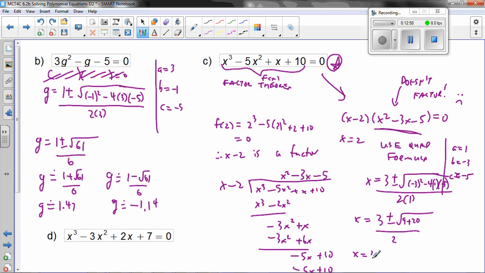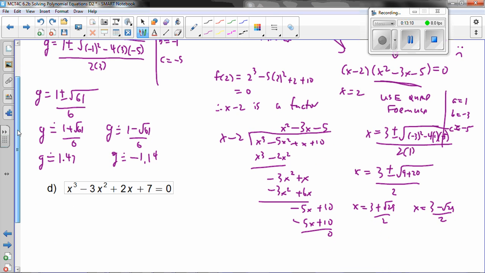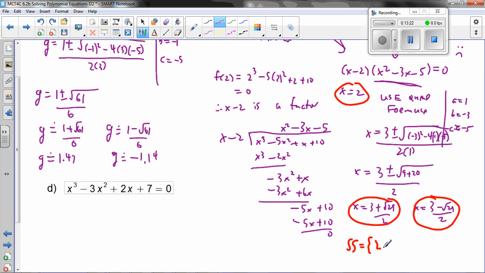x equals 3 plus the square root of 29 over 2, and x equals 3 minus the square root of 29 over 2. And notice your textbook might have the solutions just written like this. There are the solutions, those three. Or it might write them in decimal form, and I'm going to write them in decimal form. We've got 2 as one of our solutions.